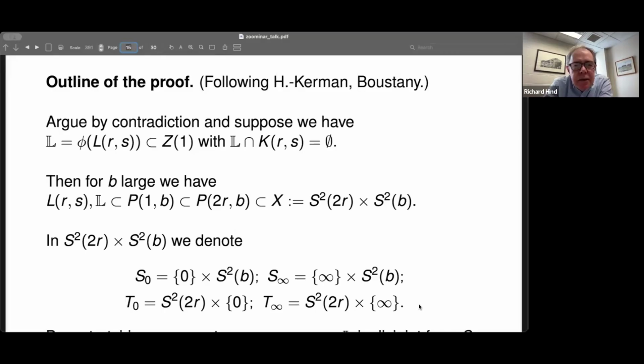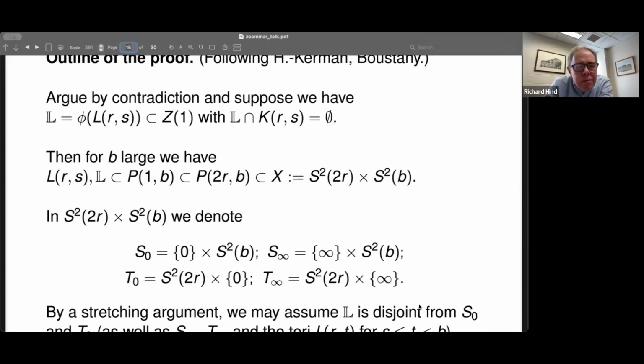Right, okay, so how it goes? We'll argue by contradiction. I'm going to call this bold L maybe. That's the image of my Lagrangian tori under some global Hamiltonian diffeomorphism of C2, and by assumption that lies inside the cylinder. But it's disjoint from the K, from the pre-image of that vertical line.